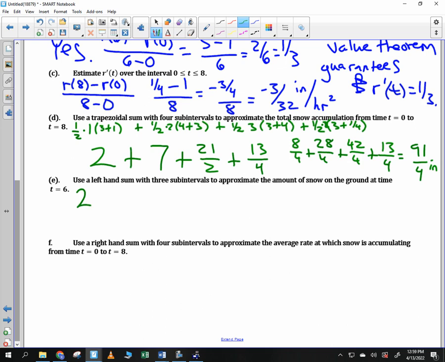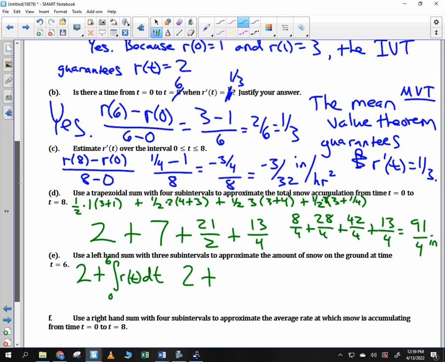So I take 2 plus the integral from 0 to 6 of r of t dt. That's what we're doing. It's just that we're given a table, so we can't figure this out exactly. There's going to be no antiderivative. There's going to be no calculator. It says in order to estimate this integral, we use a left-hand sum. So I take 2 plus, and we're going from 0 to 6, and it says left hand.